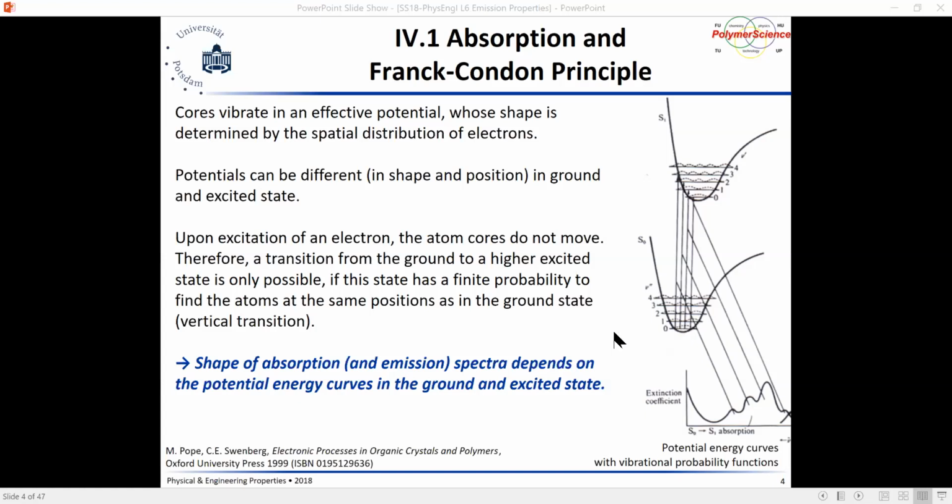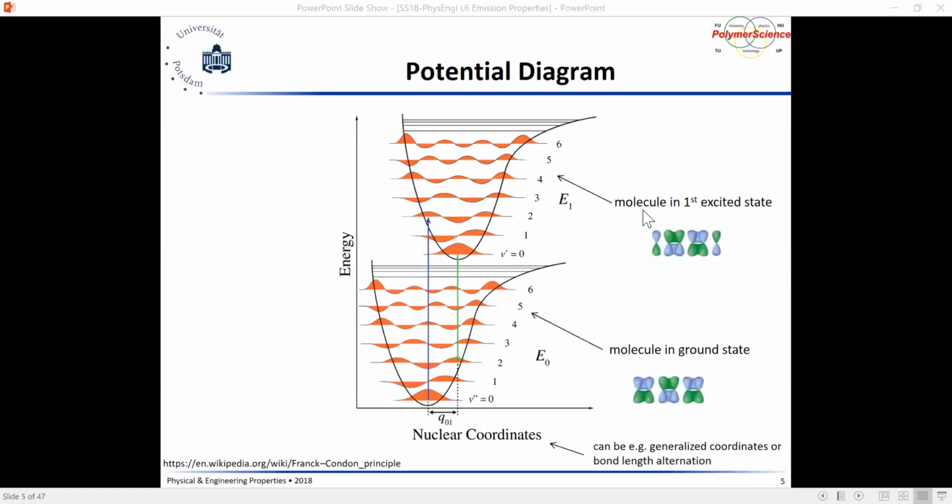Let me just explain this a little bit more. So this is your potential. These are your vibrational levels. Each vibronic level has its own wave function. So you can see this is a wave function, this is a wave function for nu1, and so on. To get the most probable transition, all the transitions will be vertical. So you go from here to somewhere here.